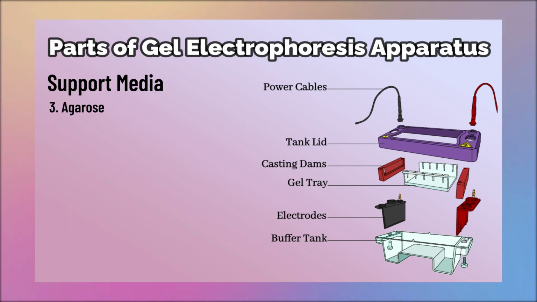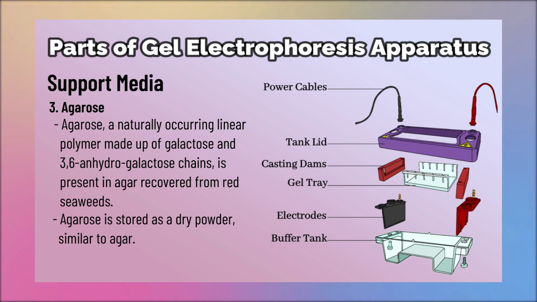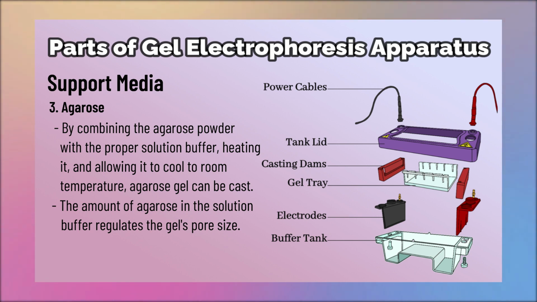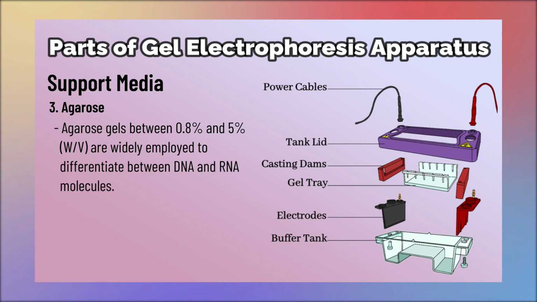Then comes the agarose. Agarose, a naturally occurring linear polymer made of galactose and 3,6-anhydrogalactose chains, is present in agar recovered from red seaweeds. Agarose is stored as a dry powder similar to agar. By combining the agarose powder with the proper buffer solution, heating it and allowing it to cool to room temperature, agarose gel can be cast. The amount of agarose in a buffer solution regulates the gel's pore size. Agarose gels between 0.8% and 5% weight by volume are widely employed to differentiate between DNA and RNA molecules.